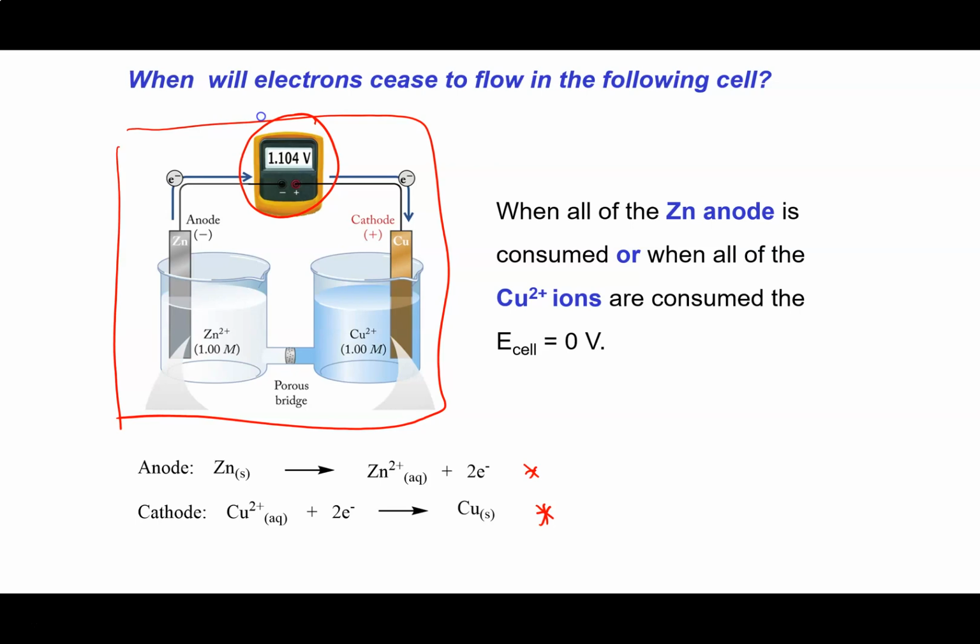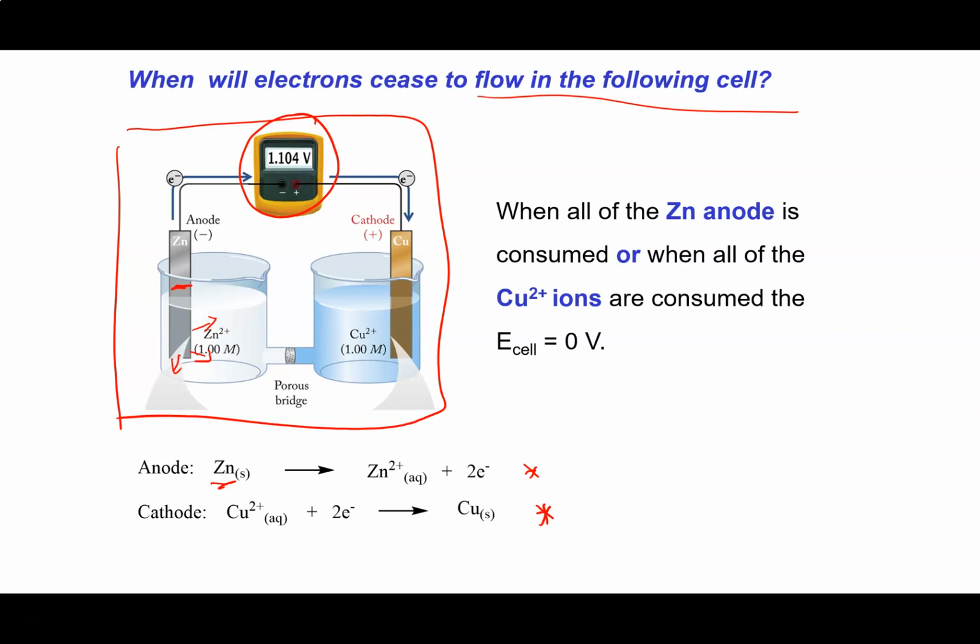So an interesting question to ask is, when will electrons cease to flow in that cell? And the simple answer is when the limiting reactant is consumed. So we know that our zinc anode is getting consumed. We could imagine that if we ate away all of this electrode, so it was no longer sitting in the electrolyte, then electrons would cease to flow. This piece of metal would be out here. It wouldn't be able to function anymore. We would have consumed all of our anode.